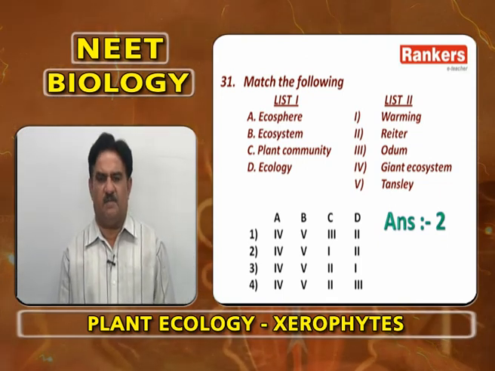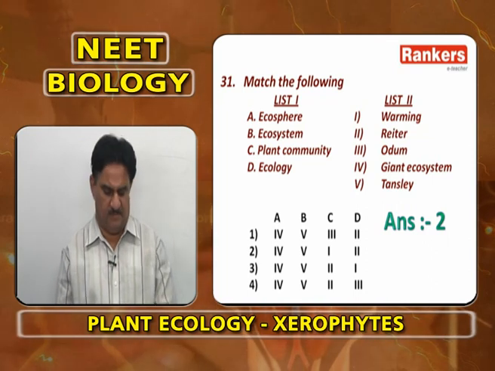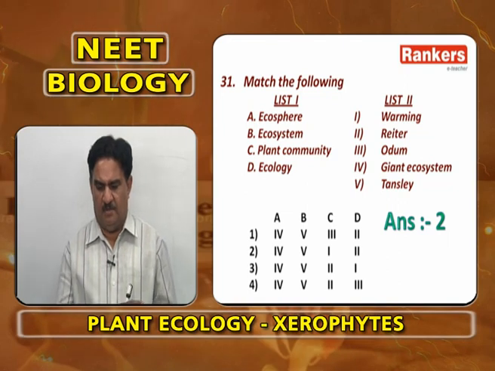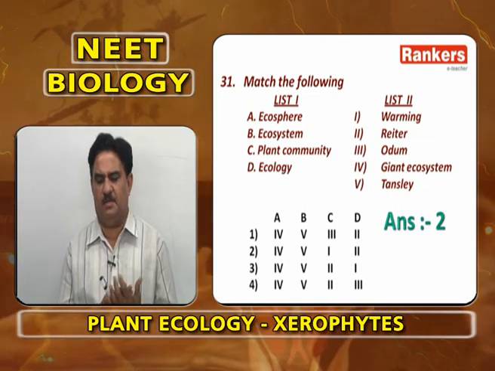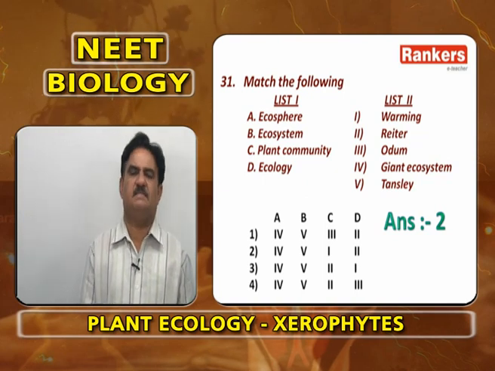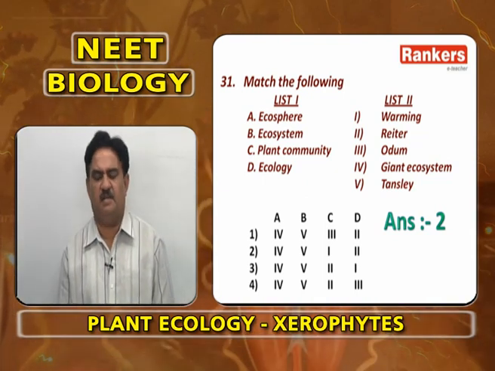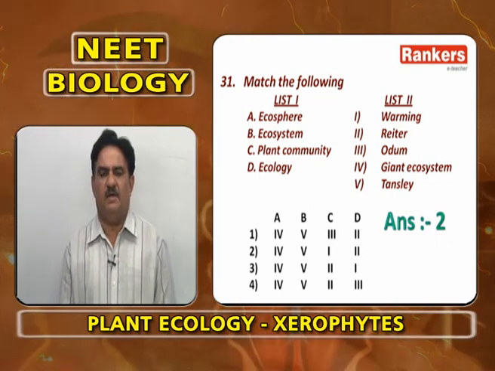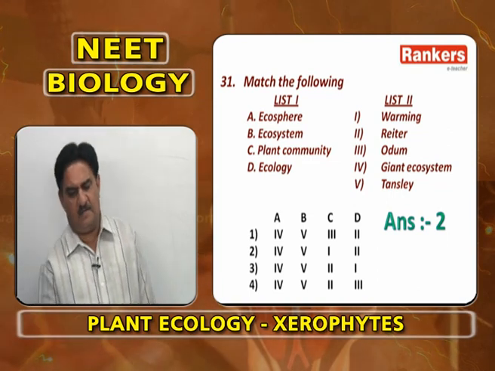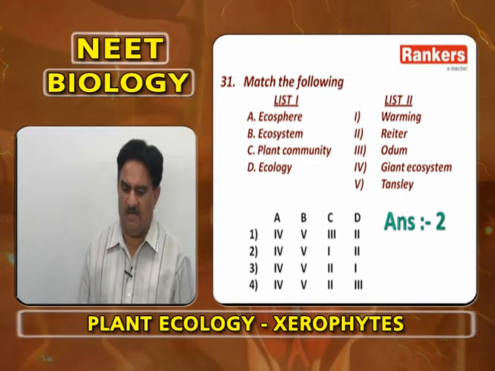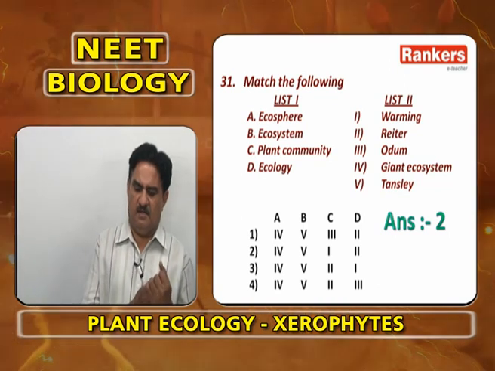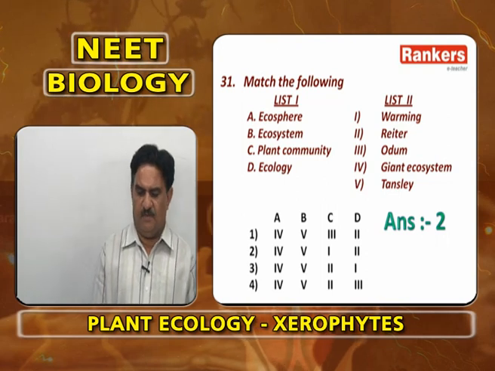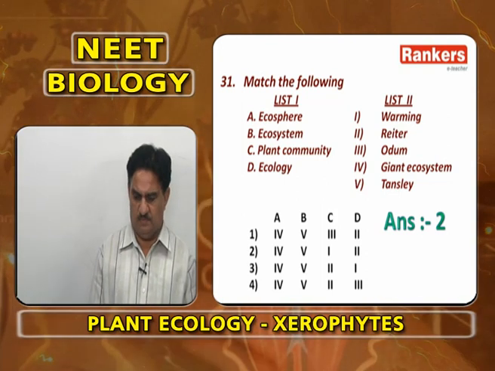Ecosystem. The term ecosystem was coined by A.G. Tansley. Plant community: plant communities were divided into 3 groups by Warming. So, plant community matching is Warming. Ecology: the term ecology was coined by Ritter. So, ecosphere, giant ecosystem; ecosystem, Tansley; plant community is Warming, and the term ecology by Ritter. So, these are the matching. Second option will be for this: A4, B5, C1, D2.